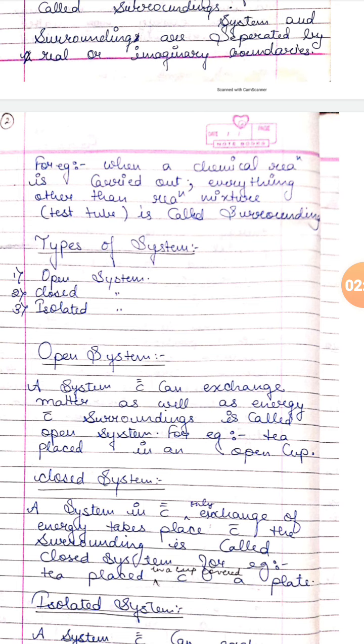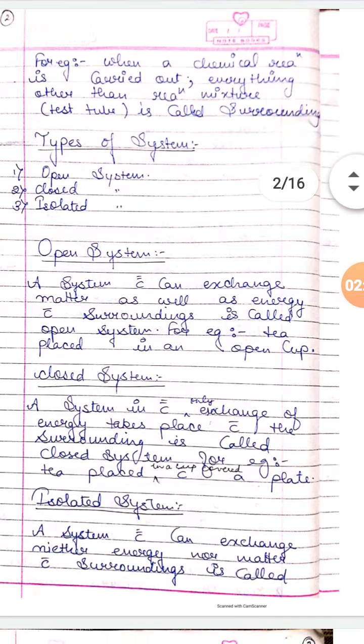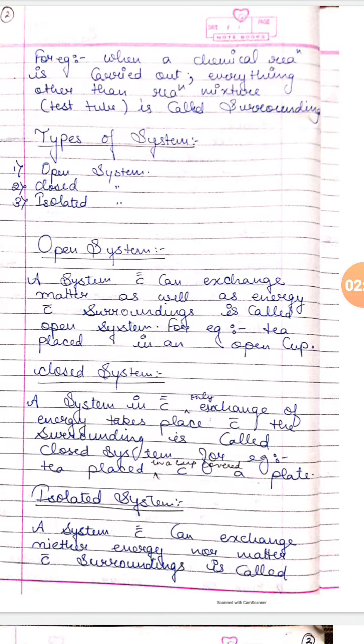Types of system. This is the next subtopic under thermodynamics. So there are three types of systems: open system, closed system, and isolated system. Let us see what an open system says. A system which can exchange matter as well as energy with surroundings is called open system. For example, tea placed in an open cup.